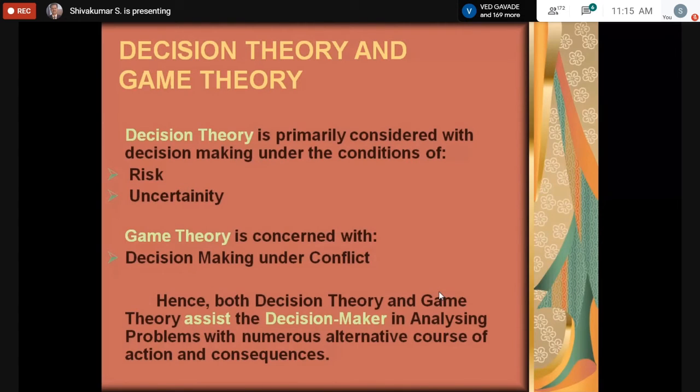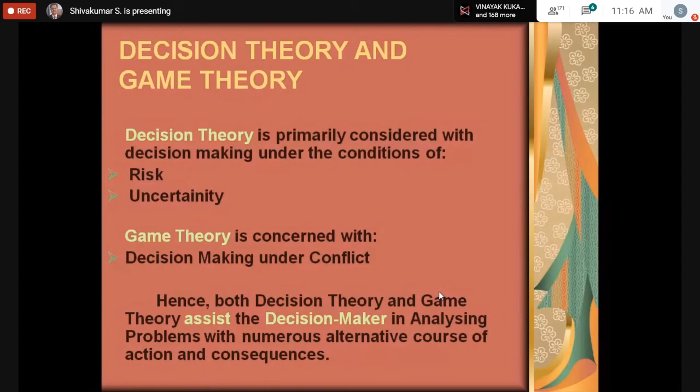Okay, so certainly some of these three conditions may come: risk, uncertainty, certainty. Certainty won't come into the picture because the outcome is certain. And next, game theory is concerned with decision making under conflict. Remember, game theory focuses on the action and the strategy.